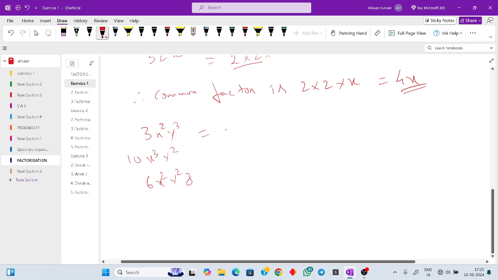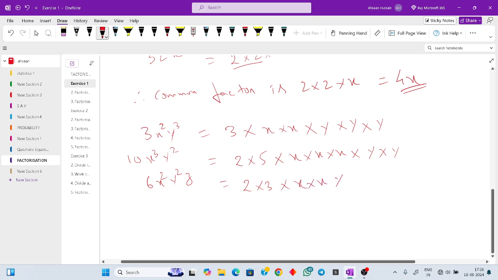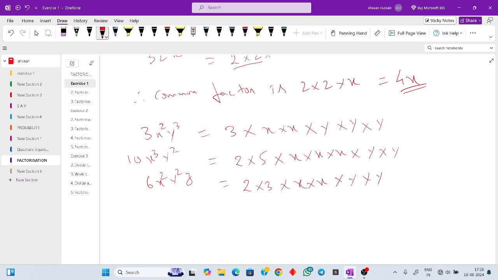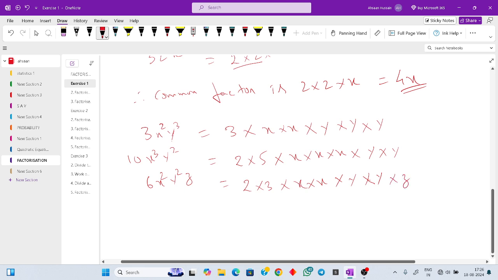So 3 means 3 only, x square means x multiplied by x, and y cube means y multiplied by y multiplied by y. And 10 means 2 multiplied by 5, x cube means x multiplied by x multiplied by x, and y square means y multiplied by y. 6 means 2 multiplied by 3, again x square means x multiplied by x, y square means y multiplied by y, and z, the power of z is 1. If there is no power, it means the power is 1.